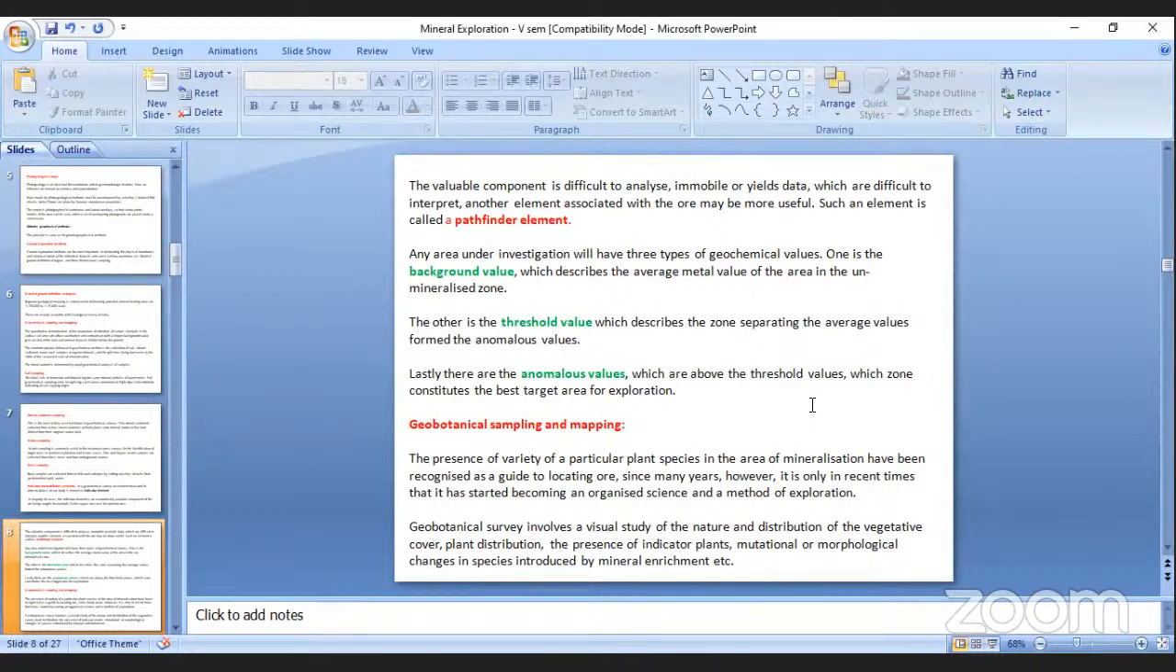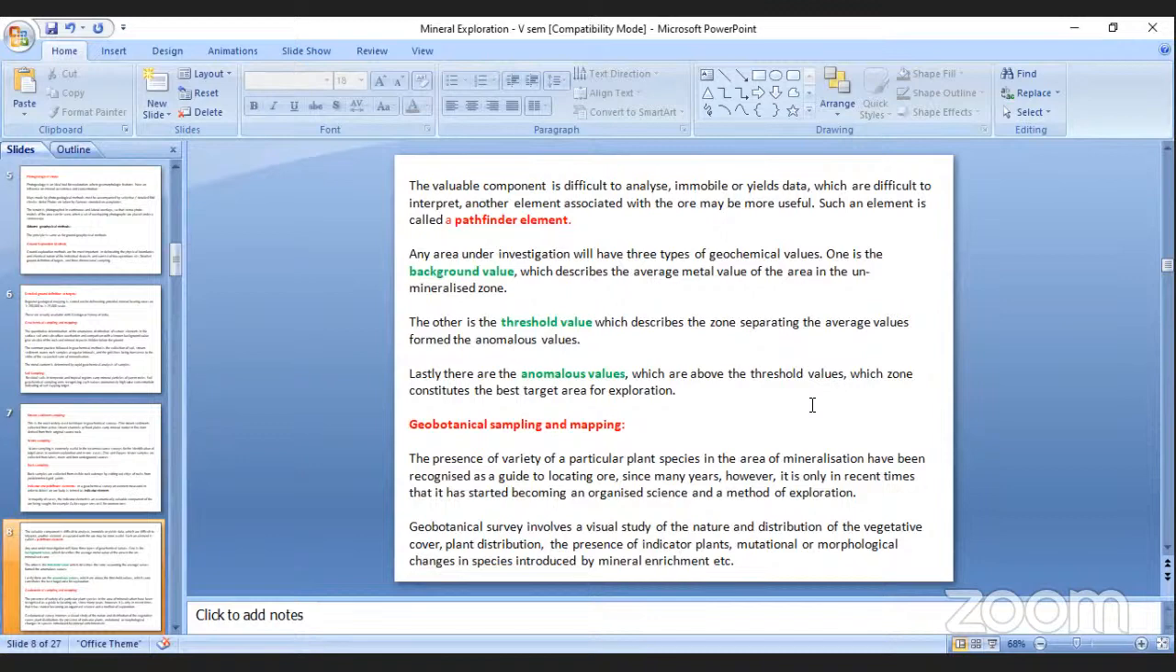Okay, another one is the threshold value. The threshold value describes the zone separation of average values. That means values above the background values are considered threshold values. It is a separation of a zone.